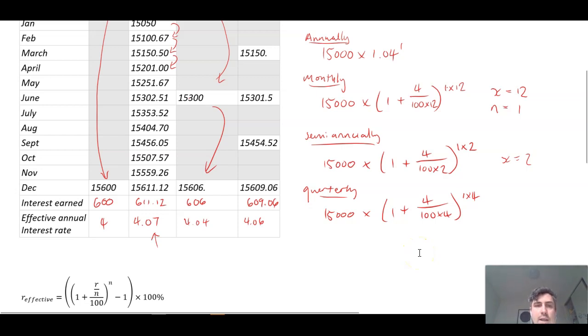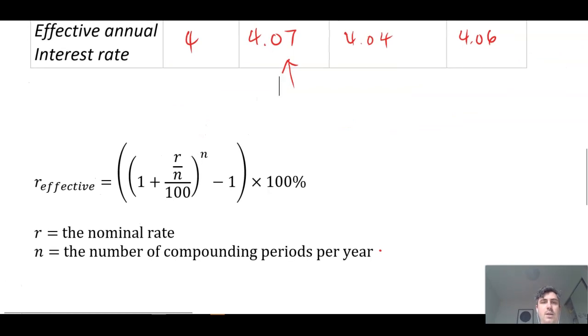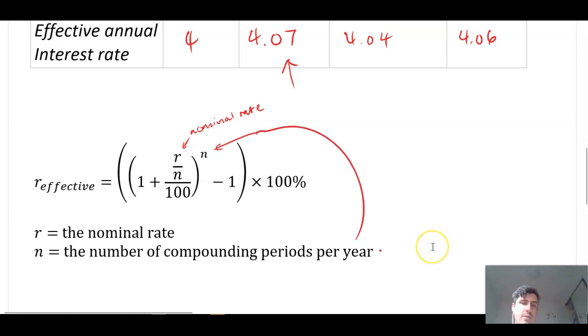Now, fortunately for you, you don't have to do it manually like that every time. There is a formula. It's a bit of a confusing looking formula, but the most important thing is to know that R is the nominal rate, the one that's quoted in the bank's advert usually. And N is the number of compounding periods per year. For example, weekly would be 52, monthly would be 12, etc. You don't have to use this formula every time, but you do have to use it in certain questions in the exam, so you have to have it in your Brown reference.